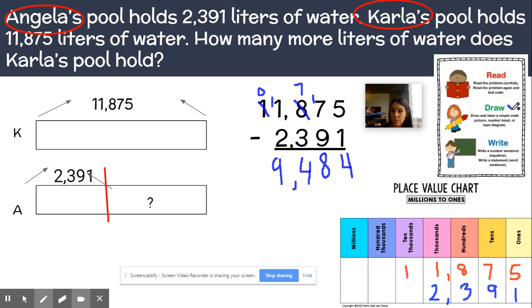Okay, so I definitely drew my problem. I've read my problem several times, but I might have to read it again, so I won't check that off. So what I'm going to do is take my 2 parts of Angela's pool to see if that is true. So I'm going to take my 9,484 and I'm going to add it to my 2,391.